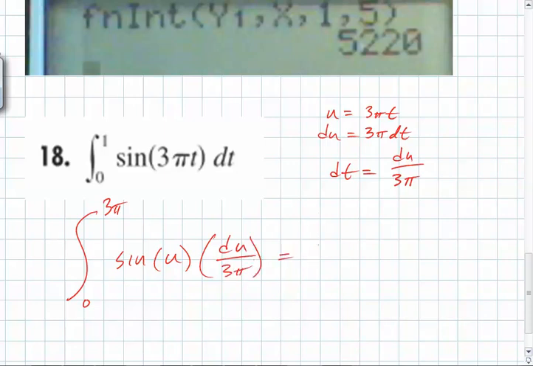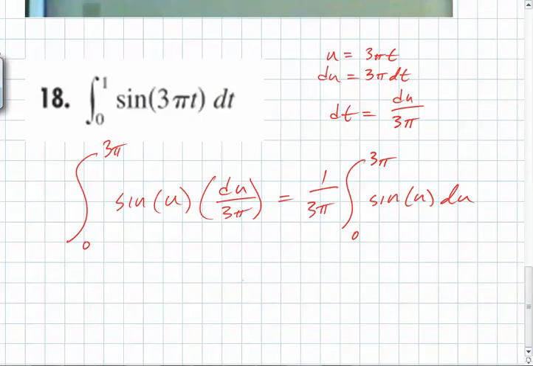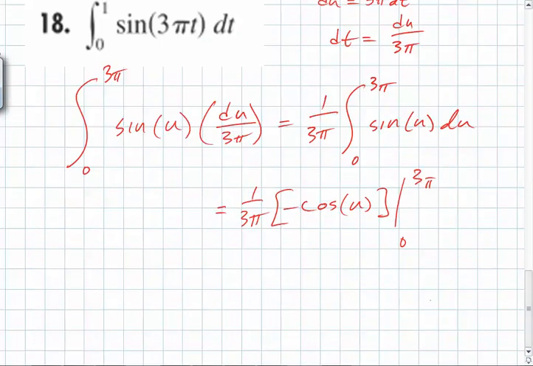So you're actually evaluating 1 over 3 pi times the integral from 0 to 3 pi of sine of u du. What's the integral of sine? Negative, yeah. So we're going to have 1 over 3 pi times negative cosine of u from what to what? 0 to 3 pi. Can you factor out that negative sign? Is that okay? Yeah. Absolutely.